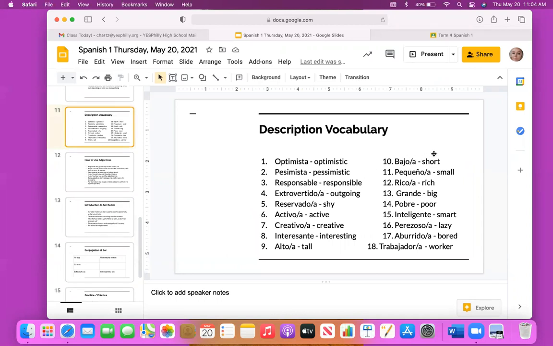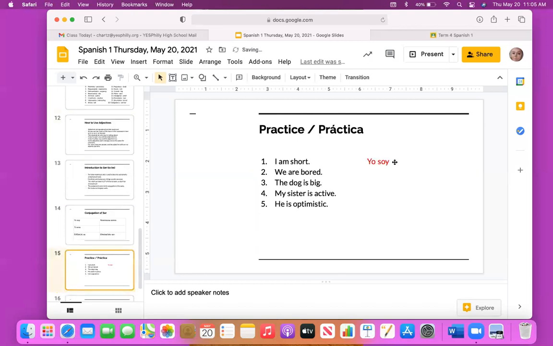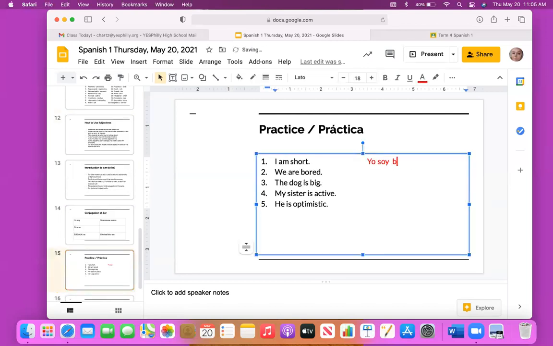Bajo or baja. So for me, I'm female, so I would say yo soy baja. But to give you an example of how this changes, if I was a boy, I'd say yo soy bajo. Or some people will do this.